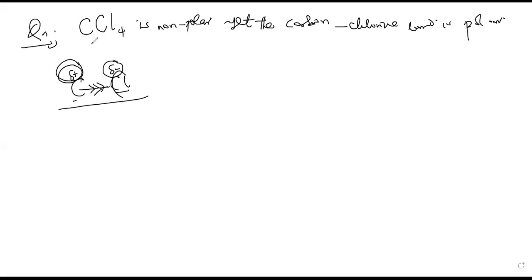Now, when you are to answer this question, why carbon tetrachloride is nonpolar and yet the carbon-chlorine bond is polar, I would expect you to first show me the fact that chlorine is more electronegative than carbon. That is the first thing you need to tell me. That is not enough. Tell me that, therefore, the chlorine atom tends to attract bonding electrons towards itself, and hence it acquires a partial negative charge. I'm going to send you the work. That is how I want you to write it, on paper.